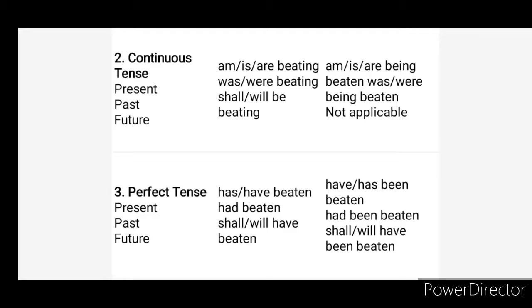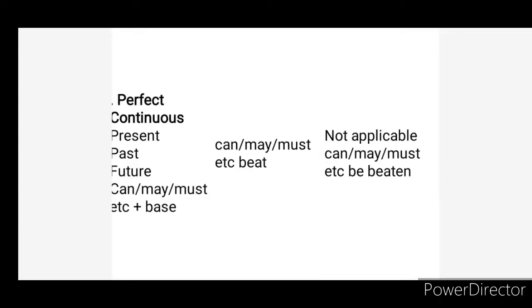Similarly we have perfect tense. Has or have beaten will be changed to has or have been beaten. Had beaten will be changed to had been beaten. Shall or will have beaten will be changed to shall or will have been beaten. Perfect continuous. So we have present, past and future here also, but can't be changed. Can, may, must, etc. beat not applicable. Can, may, must, etc. be beaten.